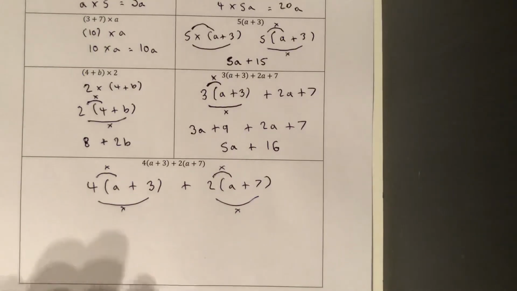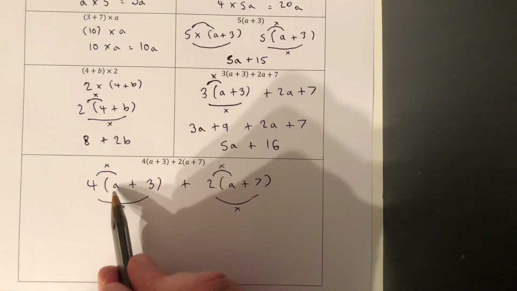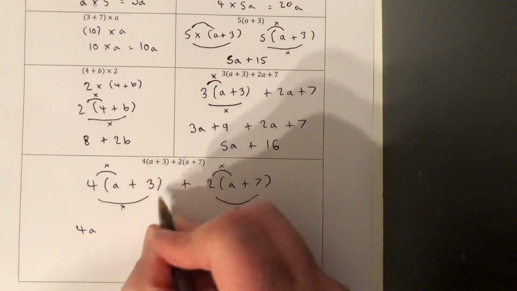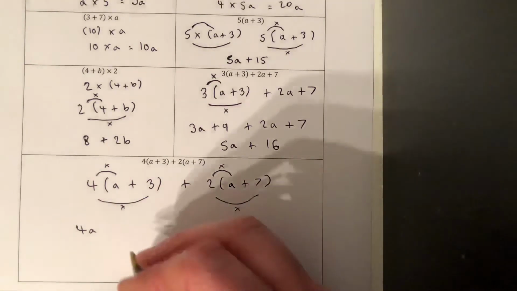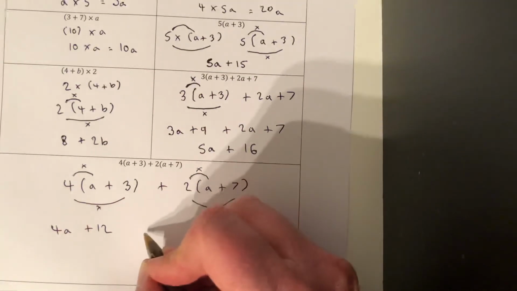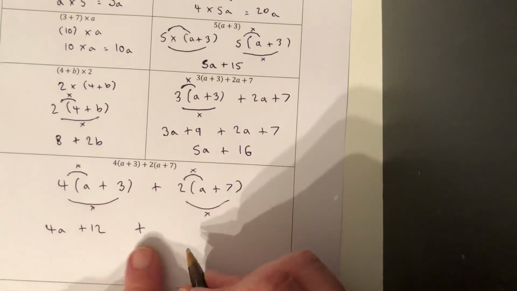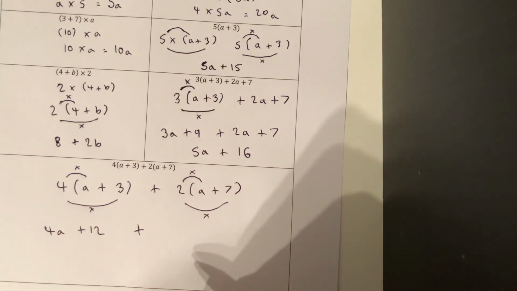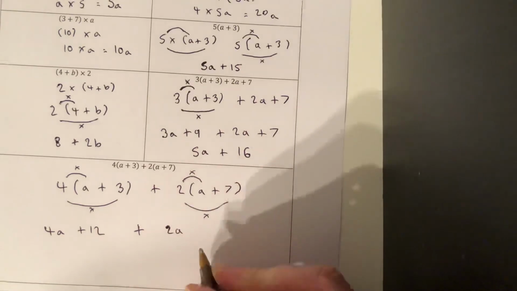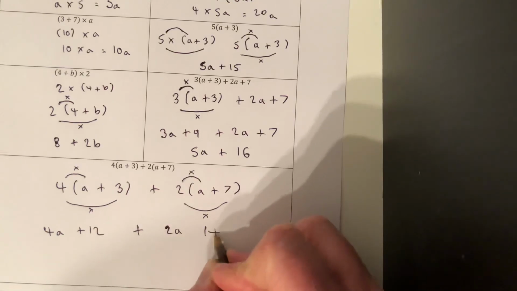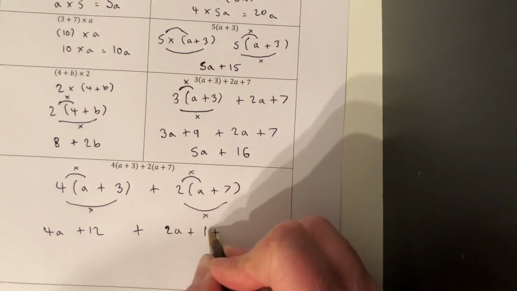So if we look at the first one, 4 is going to multiply by the a. So 4 times a will give me 4a. 4 is also going to get times by the 3. So 4 times 3 is 12. And then we'll look at the second one. We've got this plus, so we'll just leave the plus in the middle with a bit of a gap there for it because I'm not doing anything else. The 2 will be times by the a. And so 2 times a is 2a. And then the 2 will be times by the 7. And that will give us 14. And again, we've got the sign in the middle, plus there.